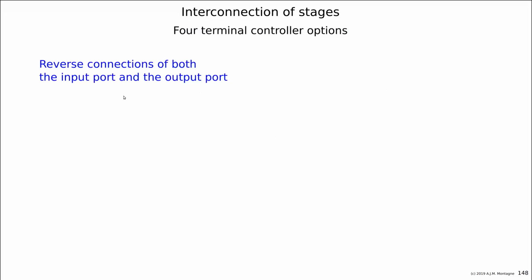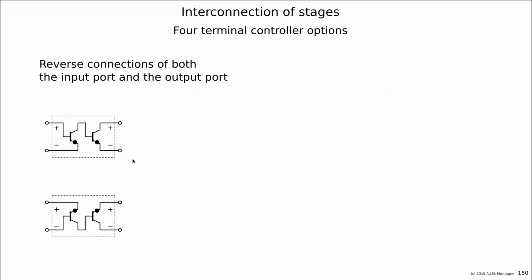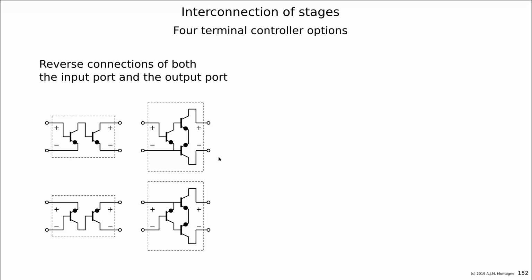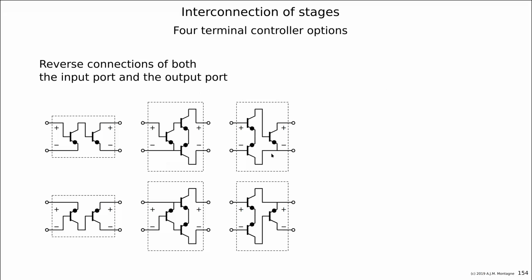So let me do some examples. Reverse connection of both the input and the output port. It means I do this. I just flip it around, you see? And I call the plus the other terminal. Or I do it with this one. And I call the other one a terminal. And I do it here. Now let's practice it for the first one, because that is really nice.